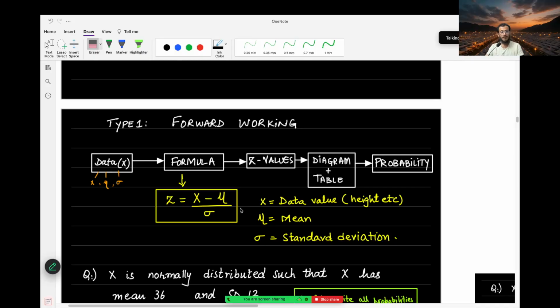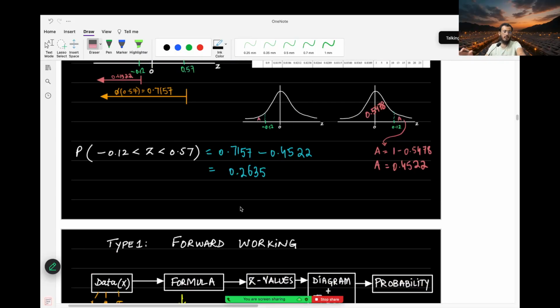We may. Okay. So the questions for this chapter are usually categorized into 3 types. The first type is forward working, then we have reverse working, and then normal approximation to the binomial. As you have seen in the session description, today's session is mainly targeted for forward working. In the next session we will deal with type 2 questions, and in the third session, inshallah, we will deal with type 3 questions. So what are type 1 questions?